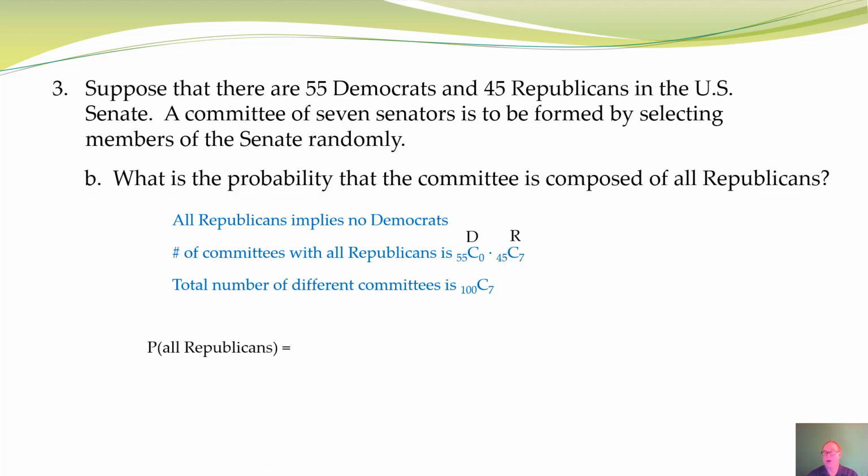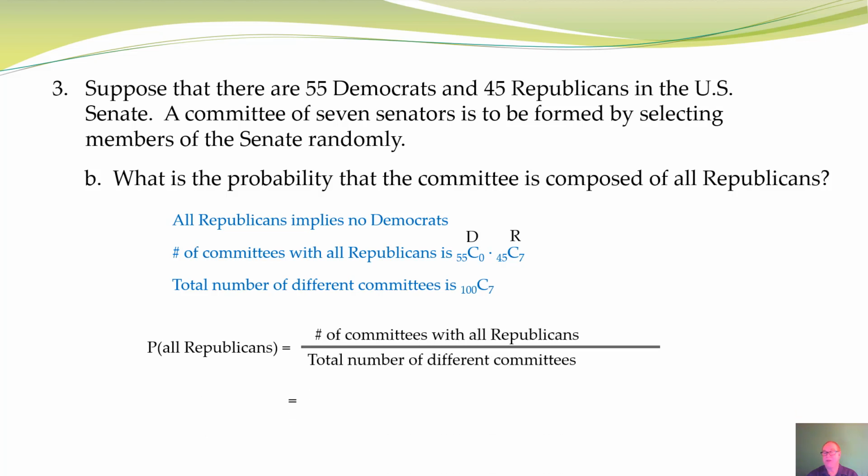So the probability all Republicans would be the number of committees with all Republicans divided by the total number of different committees. So that's 55 combination 0 times 45 combination 7 divided by 100 combination 7. Use your calculator and you get this answer, which is smaller than all Democrats. And why would that be the case? Because there are fewer Republicans.